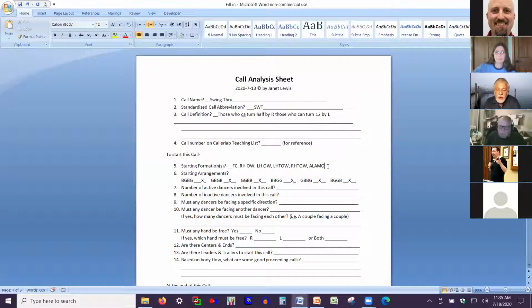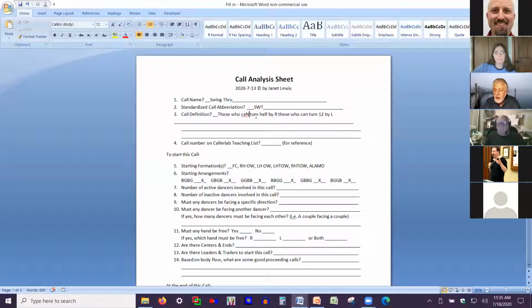Mel, I think though the fact that we as a group, and Janet, typed in these different formations, we're not creating a definition of the call. We're trying to stimulate our minds when we're creating this as to where can I do this from?